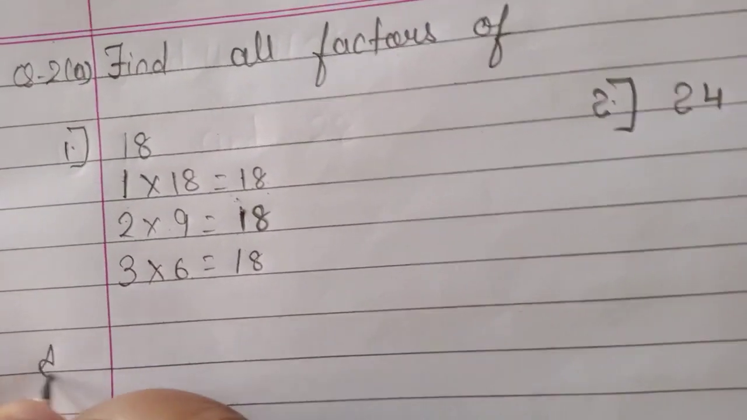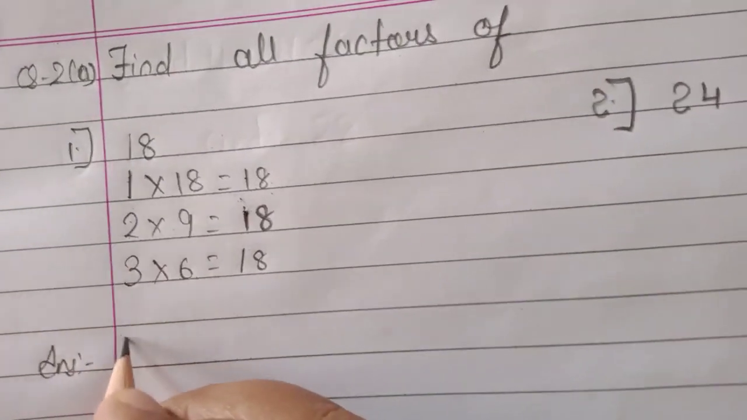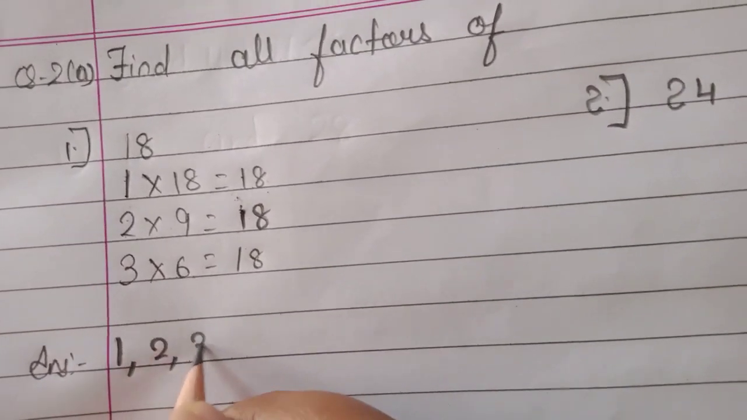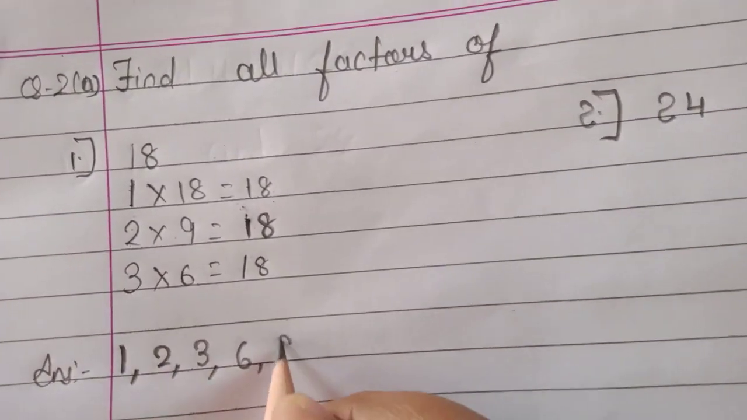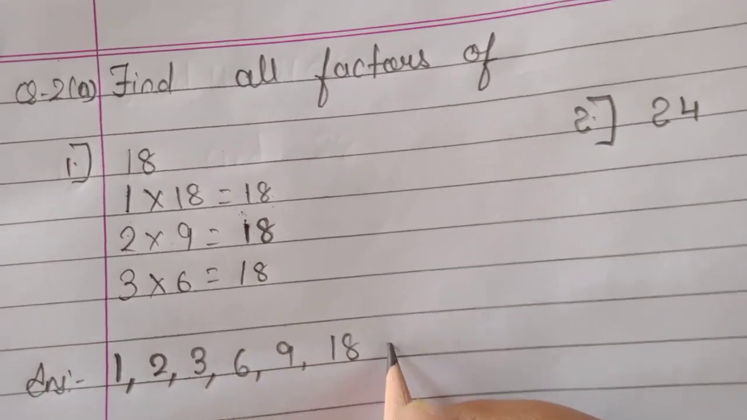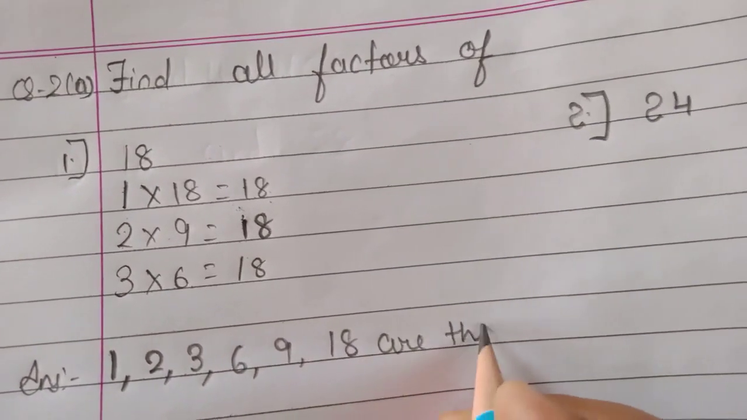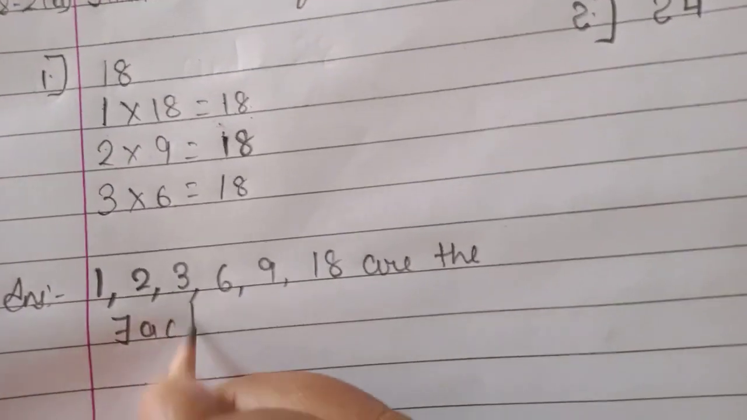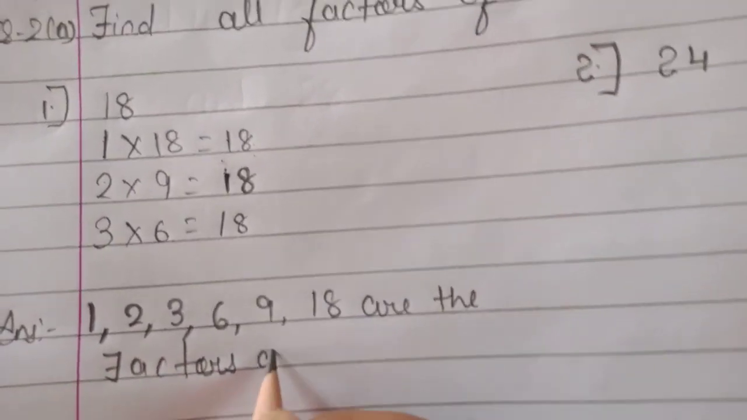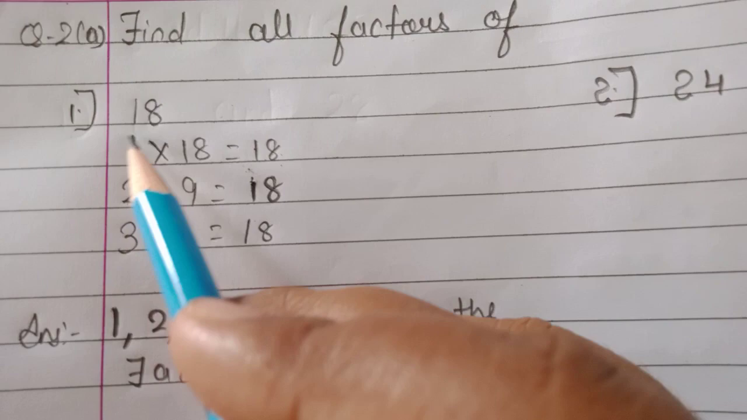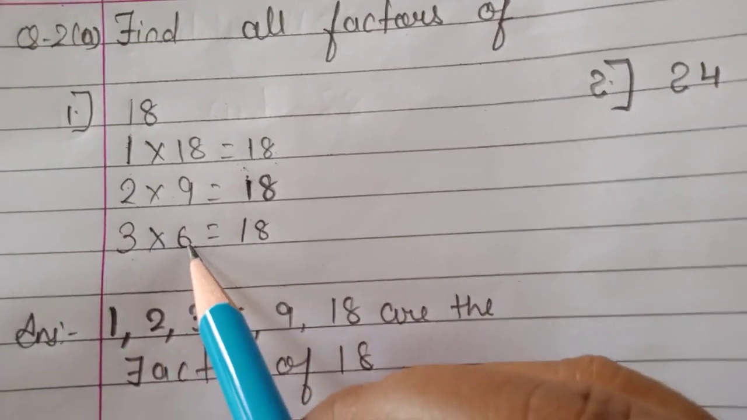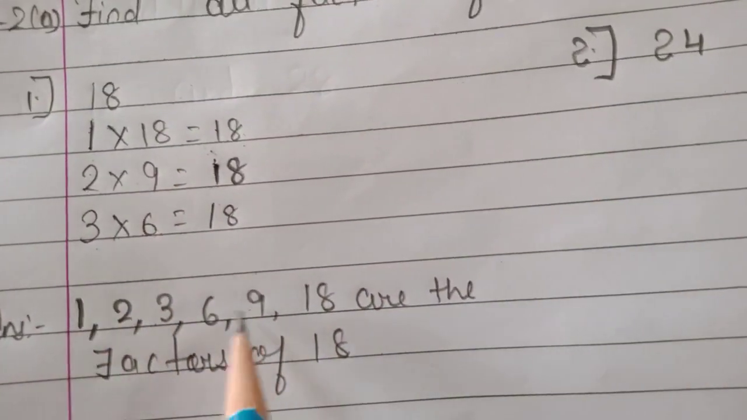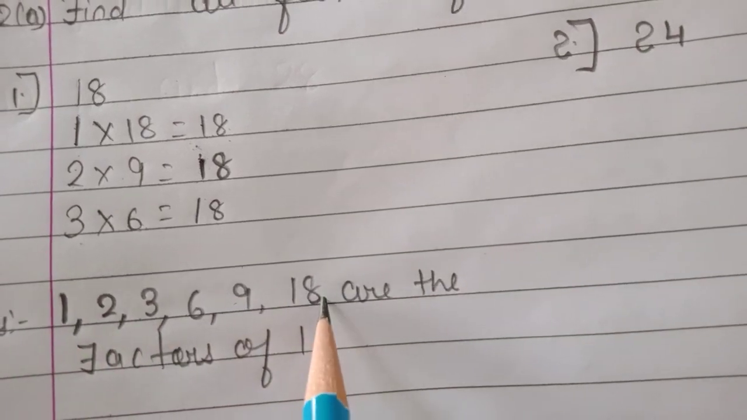So we will write the answer. 1, 2, 3, 6, 9, 18 are the factors of 18. Okay, we start from the first, then move toward the last, which means it will come in ascending order, smaller to greater.